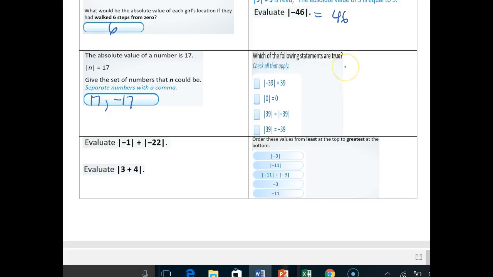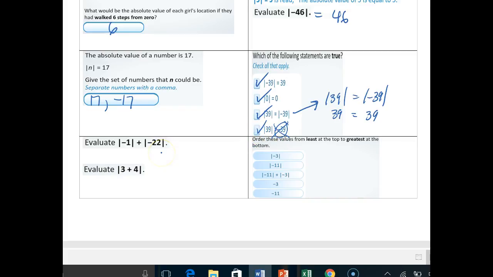Check all the following that are true. Is the absolute value of -39 39? Yes, that is true. Is the absolute value of 0 0? Yes, that is true. Sorry, is the absolute value of +39 equal to the absolute value of -39? That is actually true. Here's why. The absolute value of 39 is 39. The absolute value of -39 is 39. Does 39 equal 39? Yes, it does. Now, what about the absolute value of 39? Does that equal negative 39? We will never have a negative answer for an absolute value, so no.